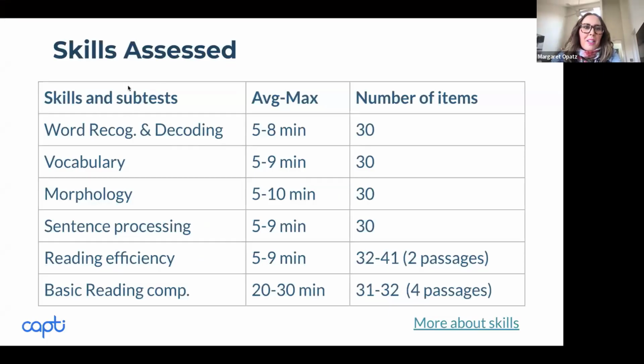But I just want to go over the skills that are assessed. So there's the 5 foundational reading skills assessed by Capti Assess, and then basic reading comprehension. You can do these all at once as a battery, or you can do them individually. And that's really helpful if you want to just get a snapshot of how students are doing on one specific skill, or 2. In this case, if we were to look at vocabulary and morphology, that would take about 19 minutes, and that is testing students on 30 items.